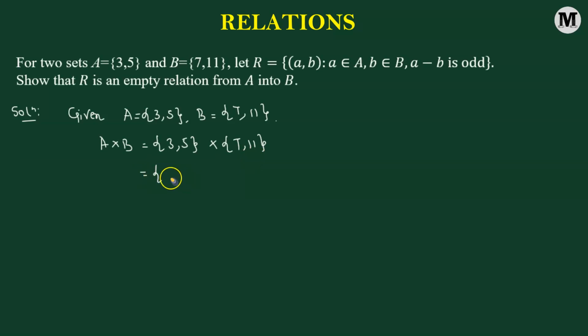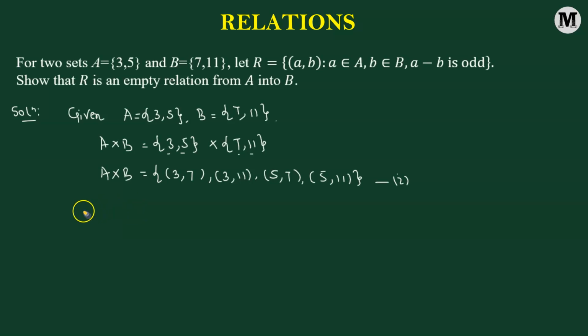All we have to do is form ordered pairs. Now, how do we form the ordered pairs? We take the first element of the first set A, which is 3, and form an ordered pair with each of the two elements of the second set. Here we will get (3, 7) as one ordered pair, and the other is (3, 11). Next, we pick the second element from the first set A, which is 5, and form an ordered pair with each of the two elements of the set B. So one ordered pair is (5, 7), and the other is (5, 11). Let's keep it aside for the time being. This is the Cartesian product of the set A with the set B.